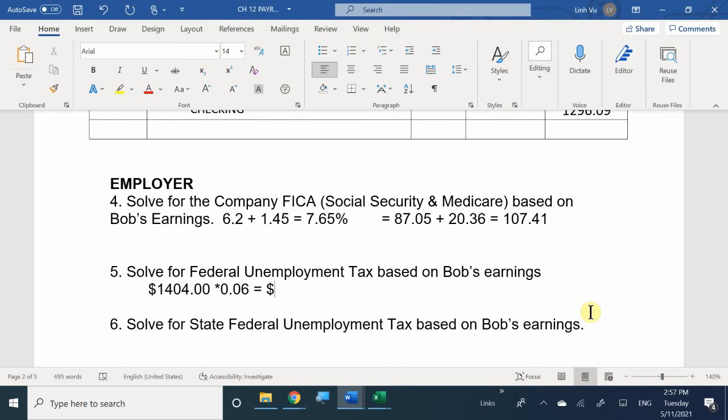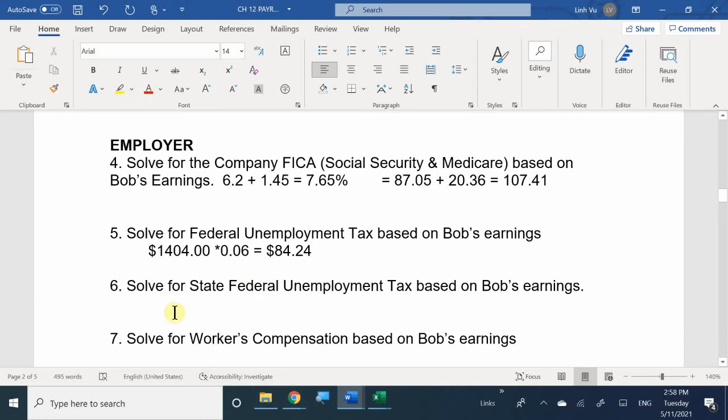So it'd be 1404 times 0.06, which is 84.24. $84.24 is what we have to pay for the federal unemployment. Okay. What about the state?